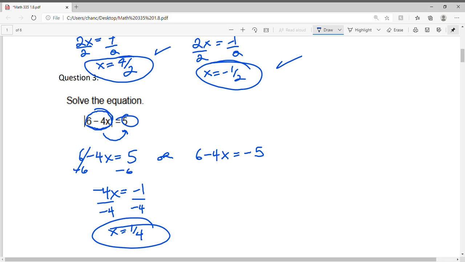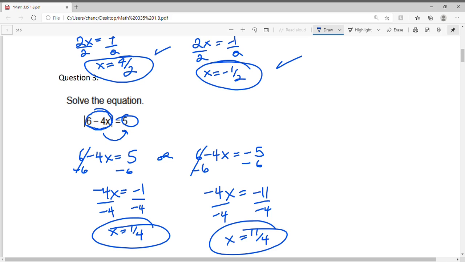Again, you can check your work, plug it into the original equation, and make sure it's equal. Similarly, on the right side, we'll subtract the 6 from both sides. We have negative 4x equals negative 11. Divide both sides by negative 4, and x equals 11/4. Again, we have two solutions for this question.